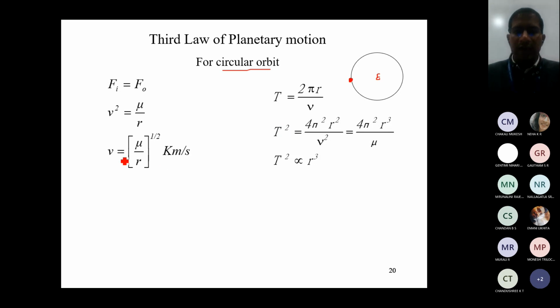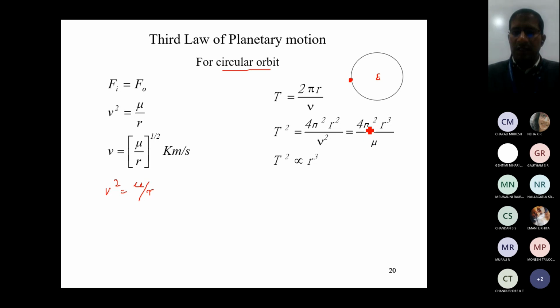So we have here the value of V given over here. From this T, we can express that T square is equal to 4 pi square r square divided by v square. We know that v square is equal to mu divided by r. So in place of v square we can put mu divided by r. So r will come to the numerator and will be multiplied with r square, so it will become r cube. So we are getting 4 pi square r cube divided by mu.